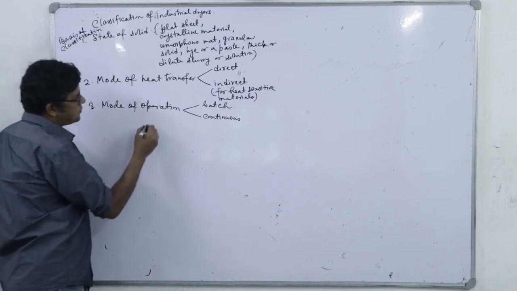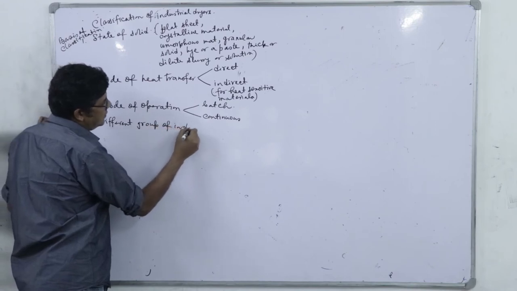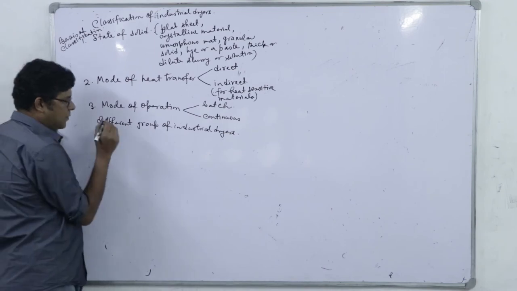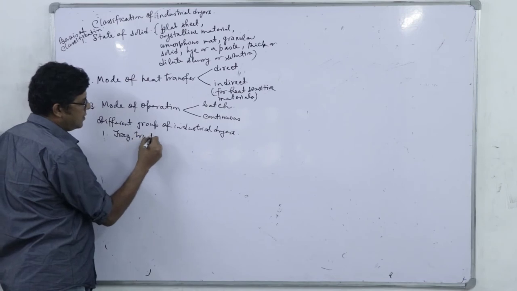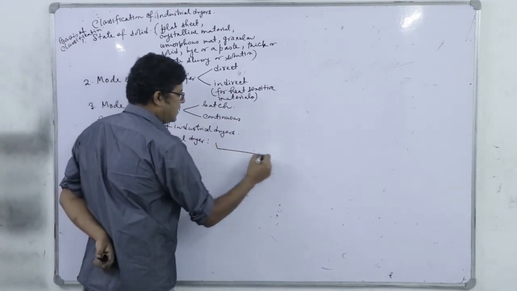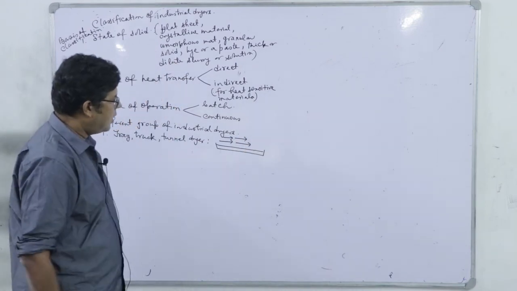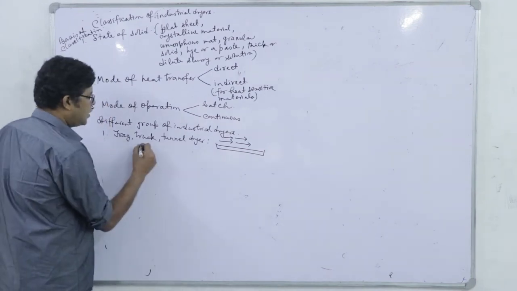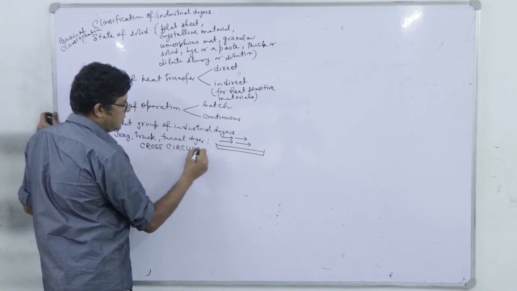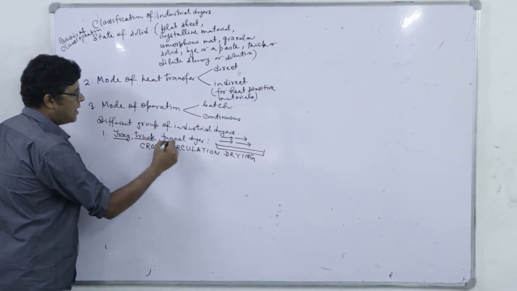So, based on that, we have different groups of industrial dryers. In tray dryer, we will discuss about it. In tray dryer, truck dryer, tunnel dryer, if this is the solid, the solids are kept on a tray, and the drying medium passes over the bed or over this layer of that solid. So, this is called cross circulation drying. This is a typical cross flow arrangement, cross circulation drying, which is practiced in tray dryer, truck dryer, tunnel dryer, etc.